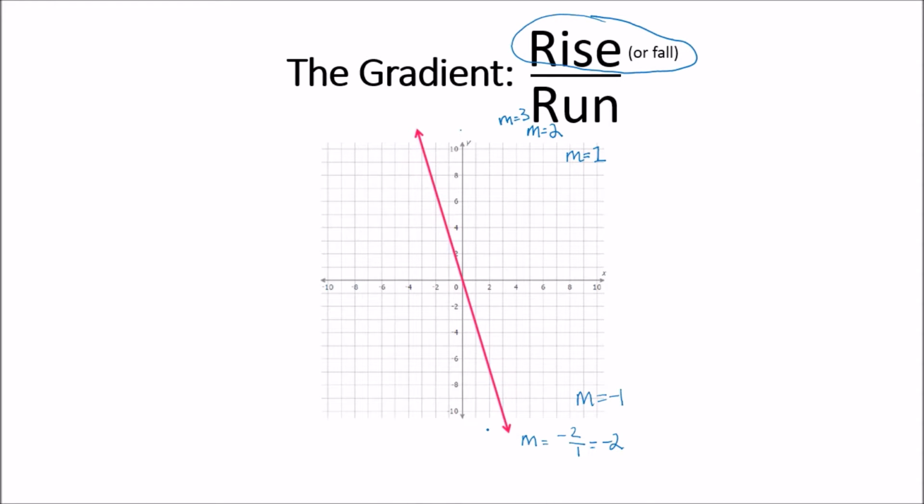Tilt it a bit further, and I'm sure you can tell what's going to happen here. Now our graph is tilting down even further, so we see a fall of 1, 2, 3, so negative 3 for a run of 1. Negative 3 divided by 1 gives us a gradient of negative 3.